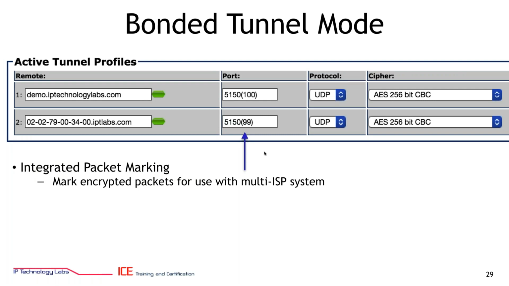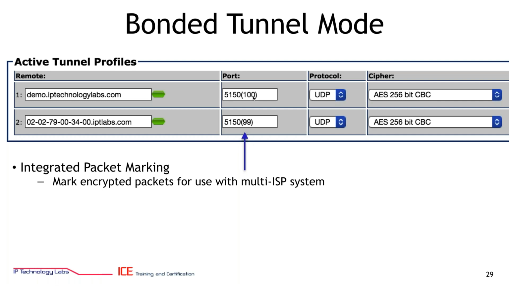Integrated within the bonded tunnel setup, within the port, I can set a packet marking. What this does is any traffic associated with this tunnel internally would be marked 99. Any traffic associated with tunnel number 1 will be packet marked as 100. In the system, I can do IP filtering based on that packet marking. We can also direct traffic out different ISPs based on that packet marking.